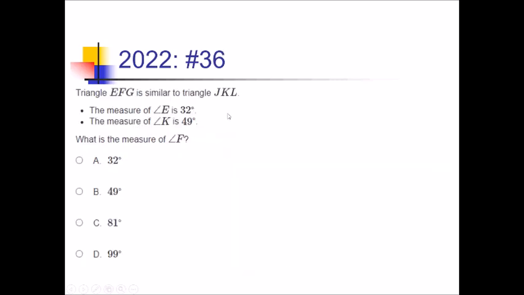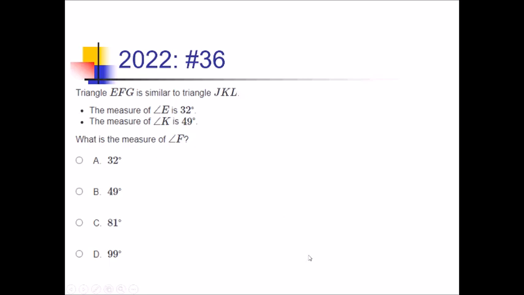On this problem, we're told that triangle EFG is similar to triangle JKL. They've given us the measures of angles E and K, and based off of that, they want the measure of angle F. Now, what makes this a little challenging is they didn't give us a picture, so we have to supply our own, and we want to draw our pictures so that our angles match up with each other. We want E to match up with J, F should match up with K, and G should match up with L because that's the order that these were written in.